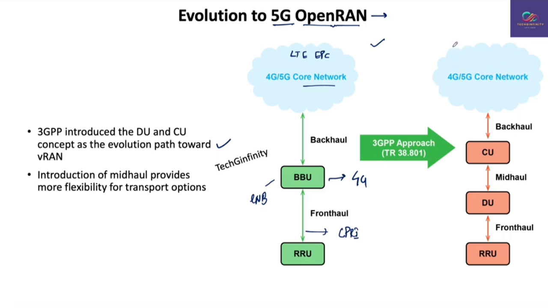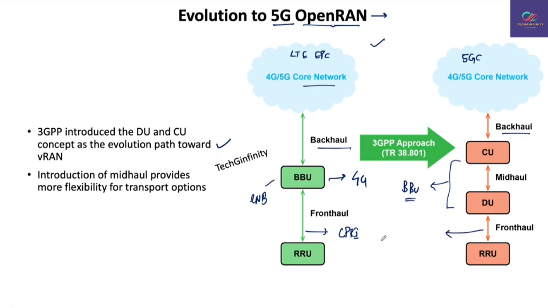New nodes have been introduced in the 5G core, and that is connected with your CU, and this connectivity is the backhaul. Same goes in 4G also. When you have CU and DU disaggregated, CU and DU make up the BBU which was in 4G. So the BBU has been disaggregated into CU and DU, and in between we have a midhaul, and then from DU to RU again we have a fronthaul.